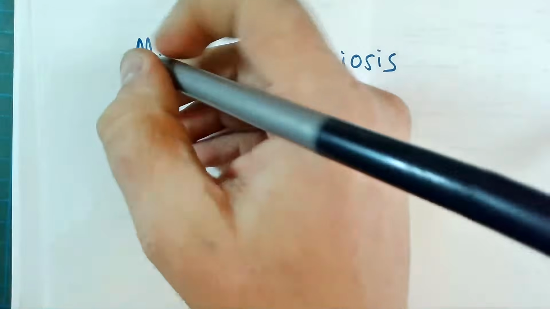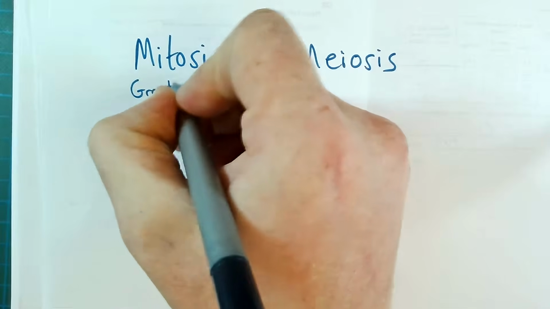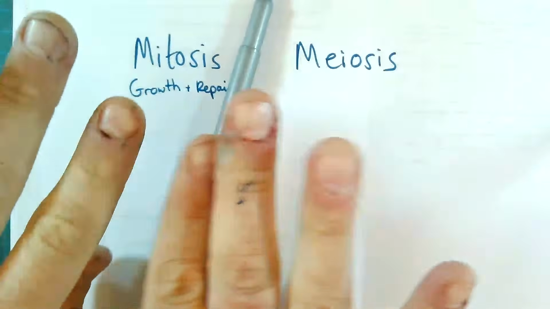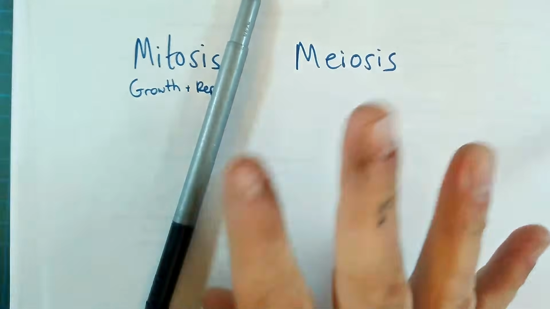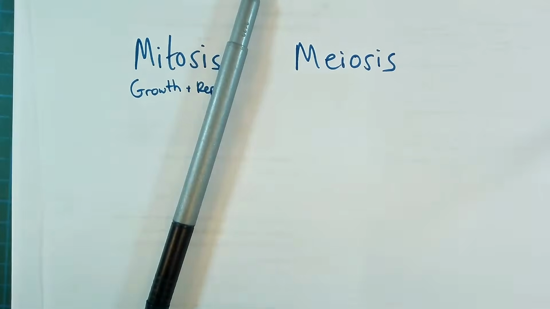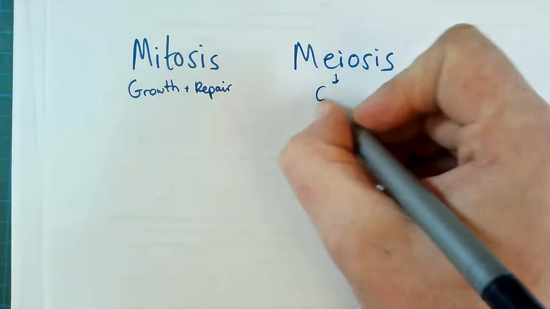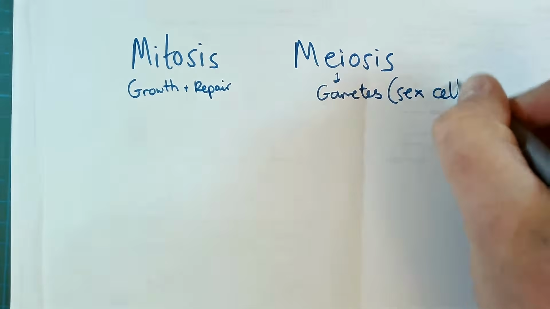Now, mitosis is the type of cell division that you do for growth and repair. You are doing it all the time, right? I've got cuts all over my fingers. My body is like, I need to fix that. So it will be doing that. We're doing it all the time to refresh, regenerate, and repair. Meiosis is to make gametes, which are the sex cells.